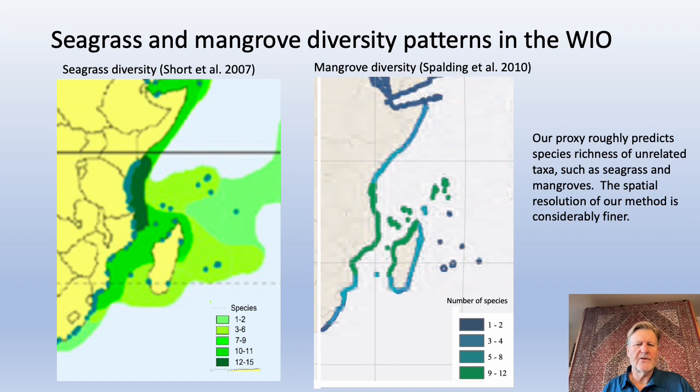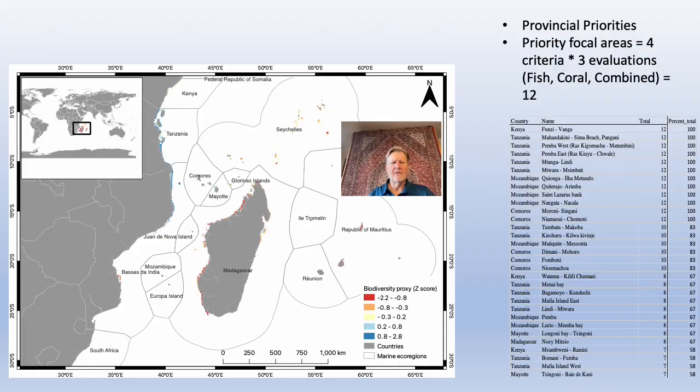So it adds quite a bit to the spatial resolution, and we believe that it also corresponds fairly well to other metrics and other taxa in terms of biodiversity. We developed a set of criteria for priorities. One was the 3 taxa, the coral, the fish, and the combined, and the other was the scale at which we delineate the data.